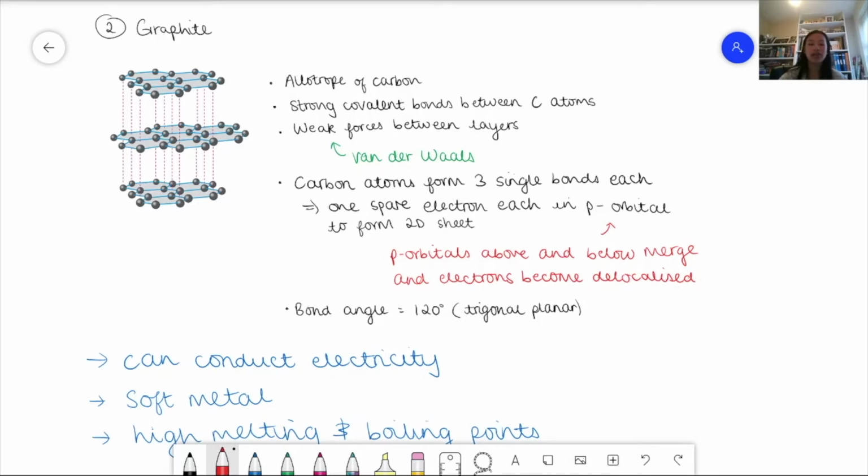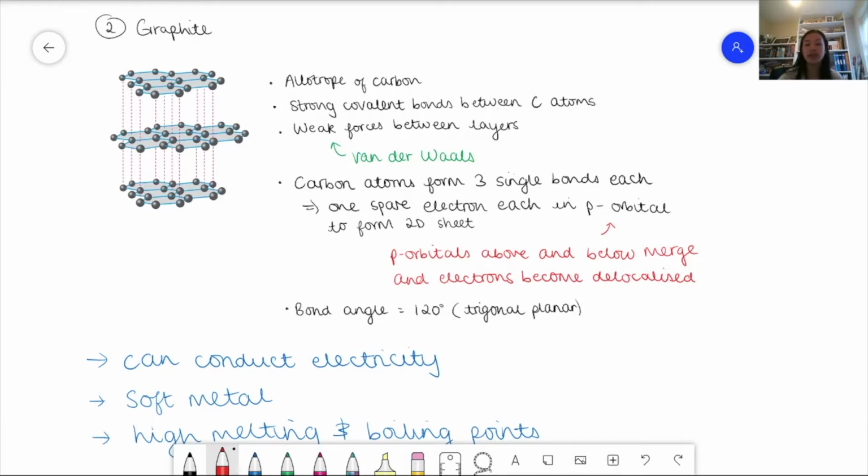So each carbon atom actually forms 3 single bonds, each to another carbon. So that means that every carbon has 1 spare electron in its p orbital to form a 2D sheet. So here we have 3 2D sheets. And so the p orbitals above and below each sheet merge, and the electrons become delocalized, so they can move within the sheets. So that gives it very special properties, which we'll have a look at in a second. But the bond angle is 120 degrees, and we call that trigonal planar.